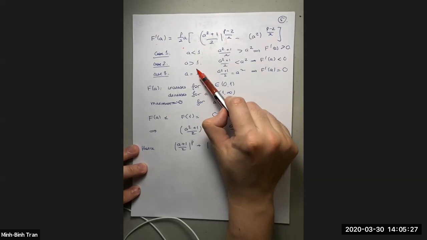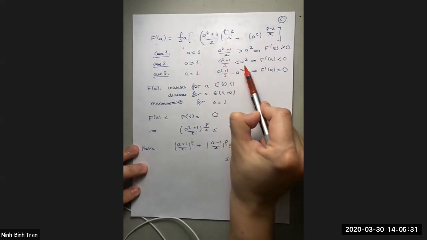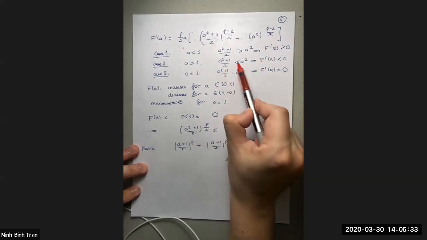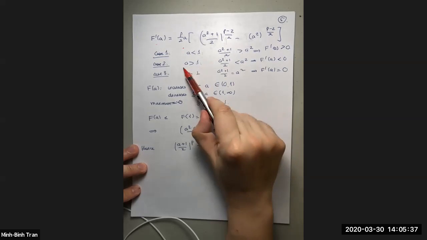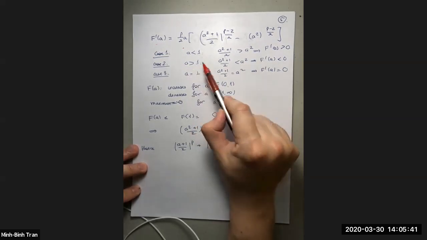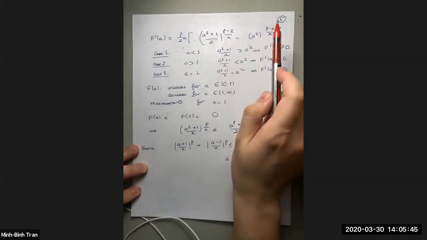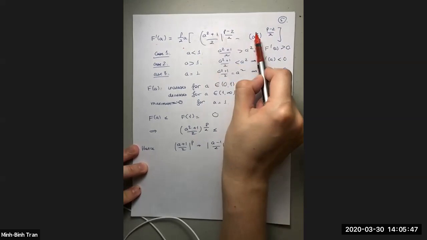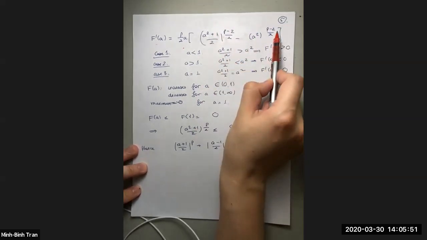Now, what happens when a is bigger than 1? When a is bigger than 1, (a² + 1)/2 is smaller than a², right? Why? Because when you multiply by 2 here, you get that 1 is smaller than a², which corresponds to the fact that a is bigger than 1, right?